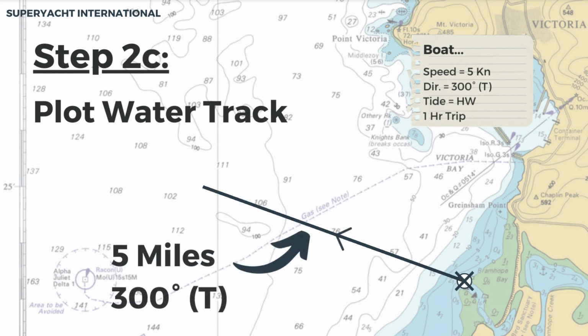Step 2c. Bring these two pieces of data together and plot the water track for the hour. Label the track with a single arrow to represent the water track.